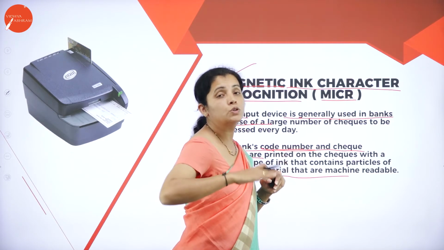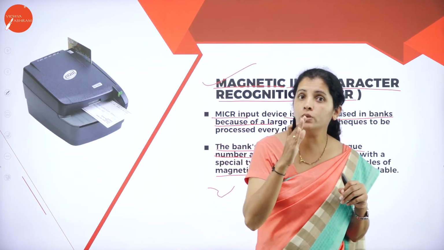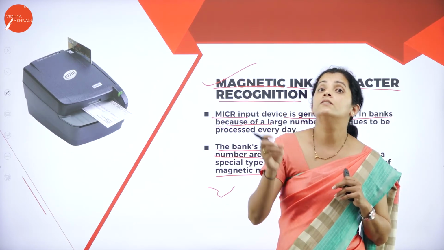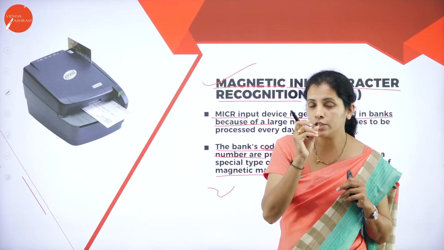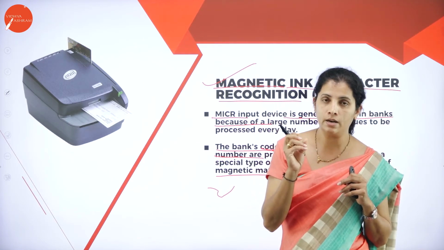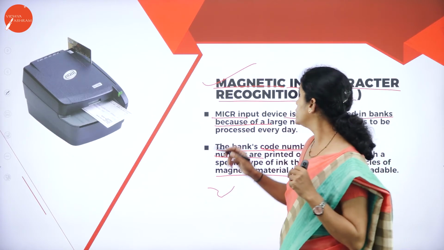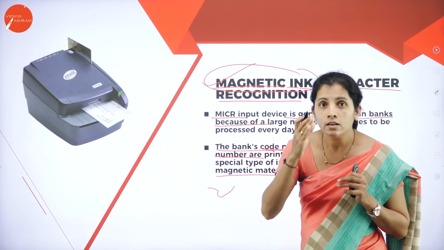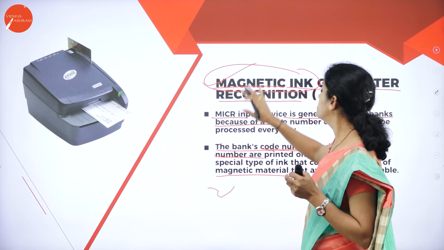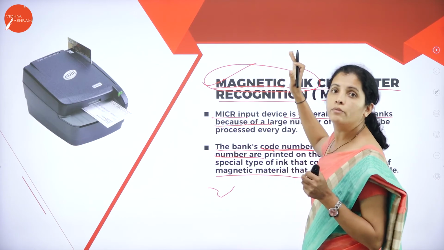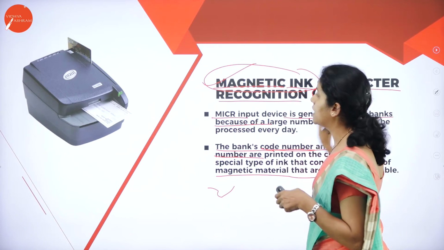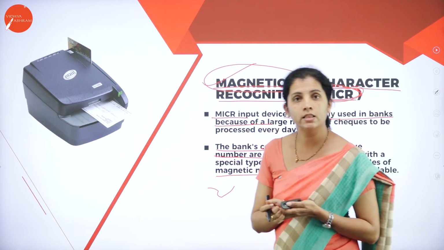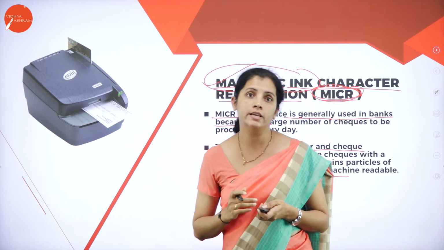Most banks use MICR to read their checks, because the check contains the branch code as well as the account number, and that is written using magnetic ink. In order to read the check number which is written using magnetic ink, we require MICR. So the MICR is mainly used by the bank in order to process their checks.